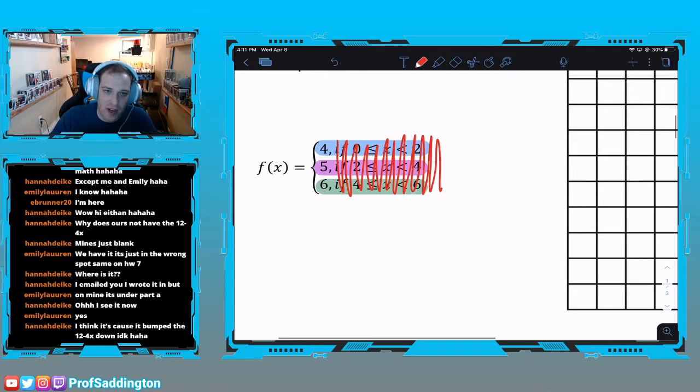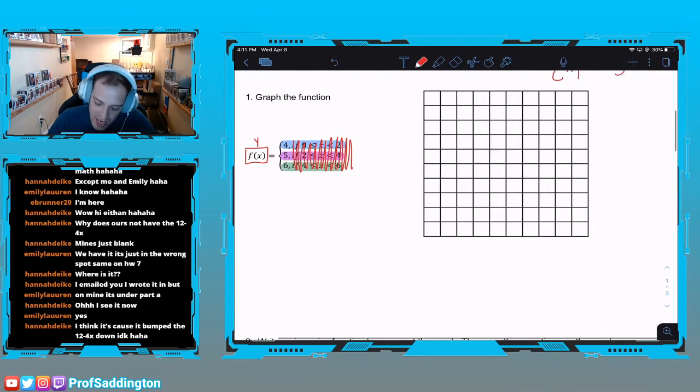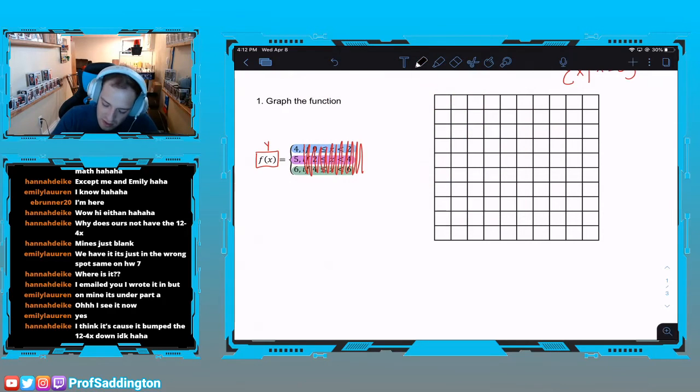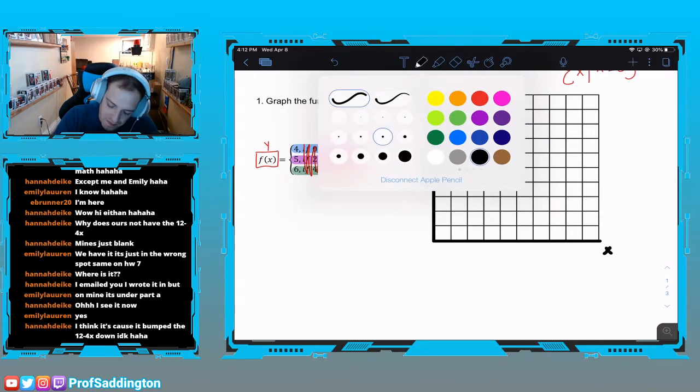So first of all, before I graph it, I need to make sure that you guys remember f of x is really the same thing as saying y. They mean the same thing. So the three graphs that we have to do are y equals 4, y equals 5, and y equals 6. We don't have an x and y axis on this grid, so I'm going to draw them in. I'm just going to say it's the edges of the graph. This is my x-axis, this is my y-axis.